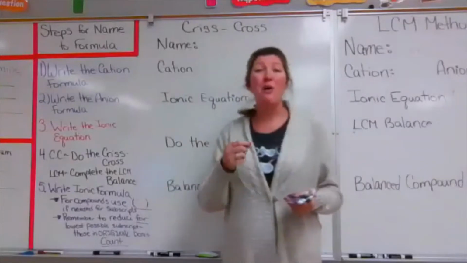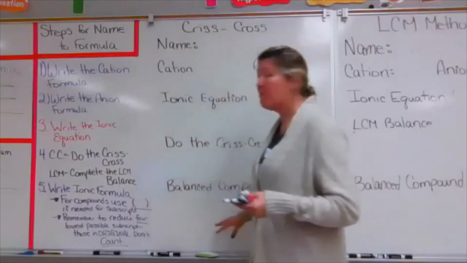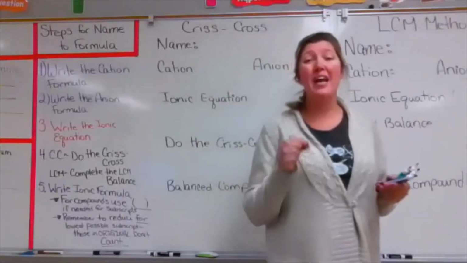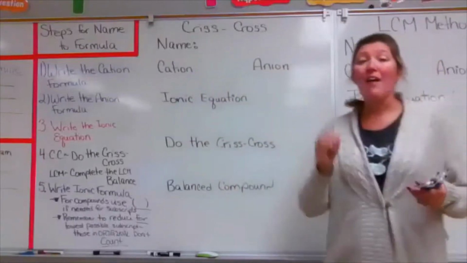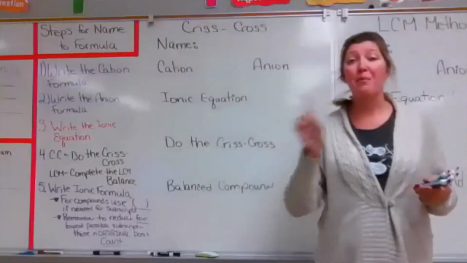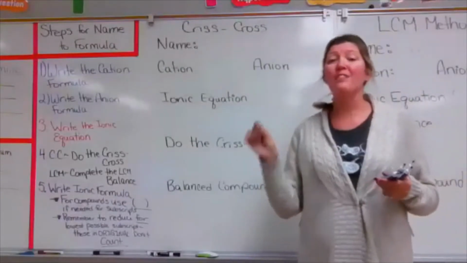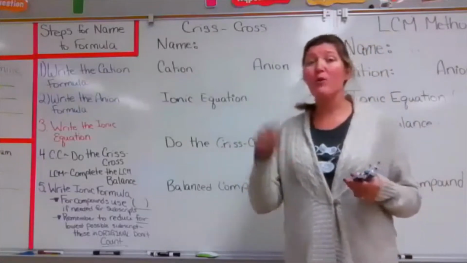For the LCM, you have to create your LCM chart. And then you're going to write your balanced ionic formula, remembering for compounds or things that had subscripts already when you wrote down your cation and your anion, if you have more than one of them, you do have to put them in parentheses. And you never write a subscript of 1, because writing it the first time counts as that subscript. The subscripts are always 2 or higher.